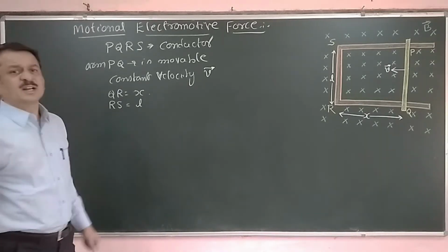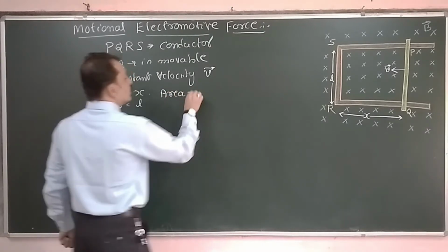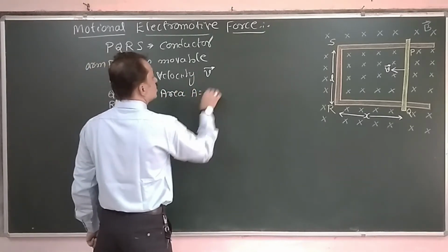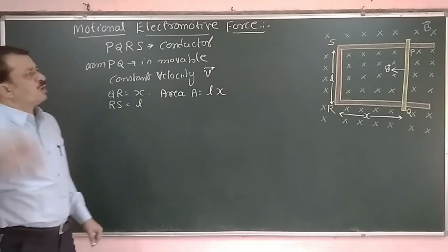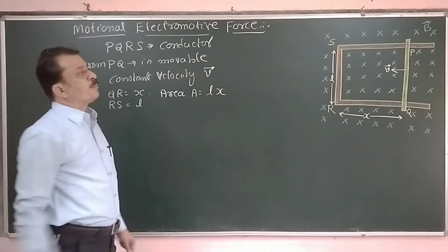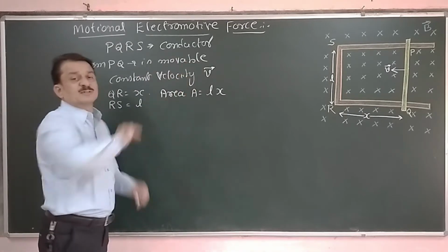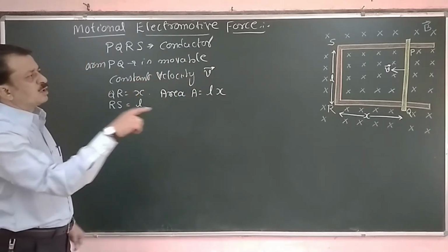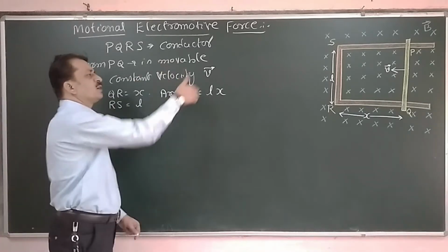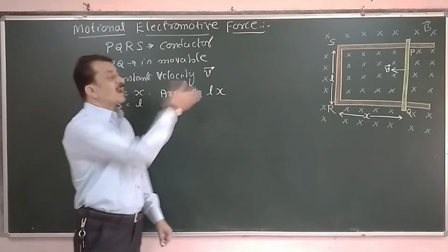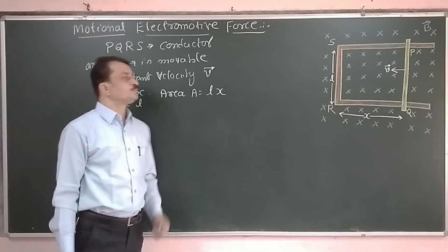Then what is the area of that rectangular loop? The area of the rectangular loop, A, is equal to L into x. Now we are applying a constant uniform magnetic field, vector B, perpendicular to the plane of the loop, that is, into the plane of the board. We are applying a constant magnetic field, given by the vector B.